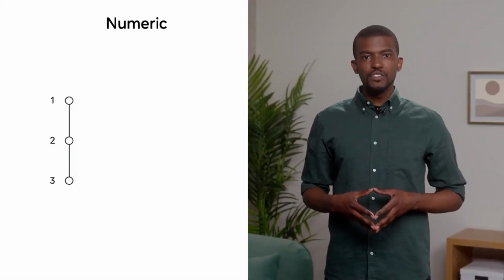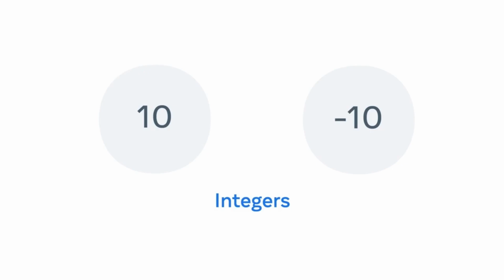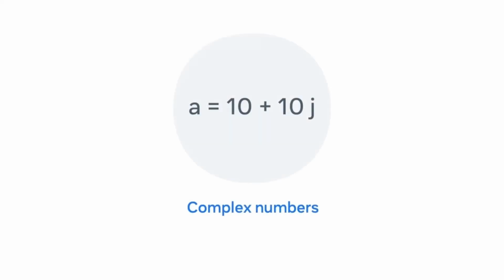Python offers 3 different kinds of numeric types, which are integers, floats, and complex numbers. The integer class represents any non-fractional number, that is, whole numbers with no decimal places. These numbers can be positive or negative, for example, 10 or minus 10. Floats are numbers that contain decimal places and are represented by the float class. Examples are 10.5 or 6.7. The complex class is used to represent complex numbers, which are made up of both real and imaginary numbers. For example, a equals 10 plus 10j.